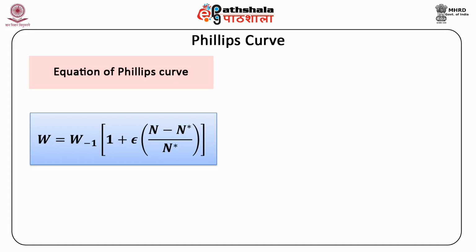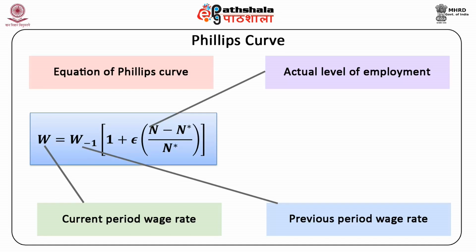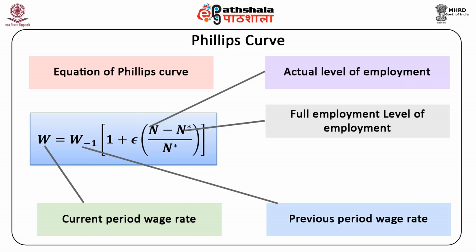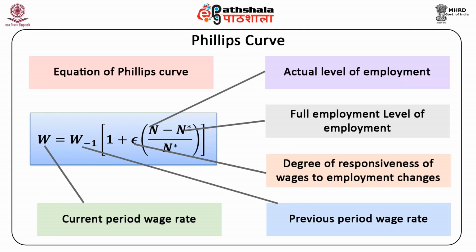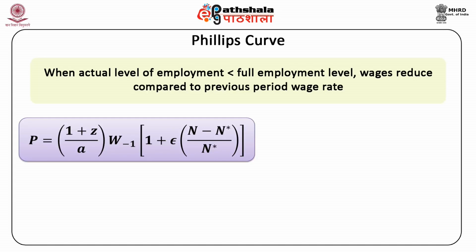where W is the current period wage rate, W-1 is the previous period wage rate, N is the actual level of employment in the economy, N star is the full employment level of the economy, and epsilon is the degree of responsiveness of wages to employment changes. The equation signifies that when the actual level of employment in the economy is less than the full employment level, wages will reduce compared to the previous period wage rate.